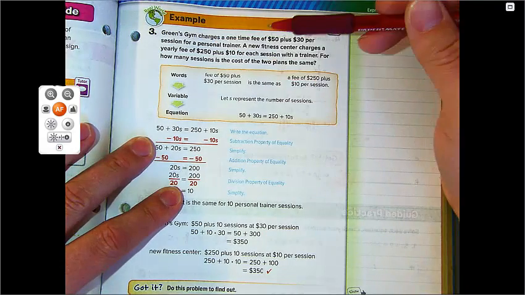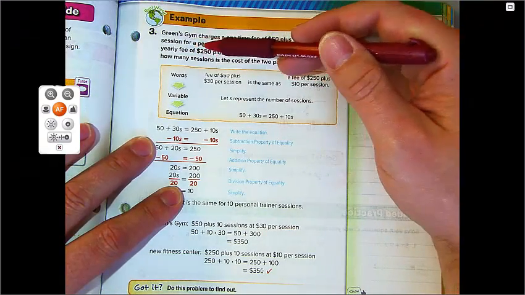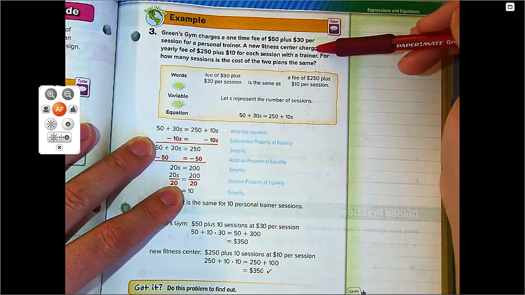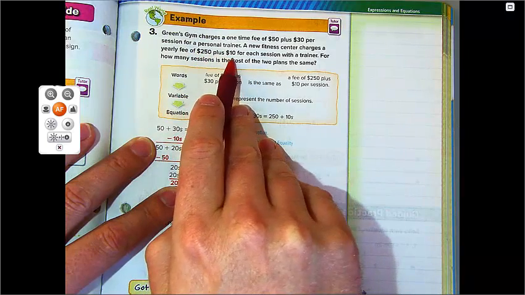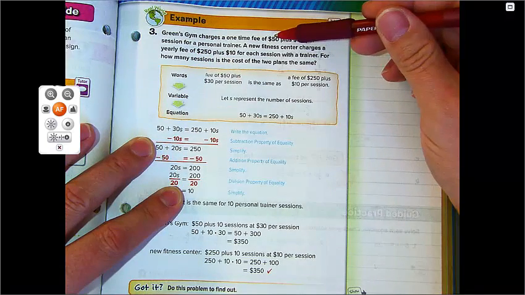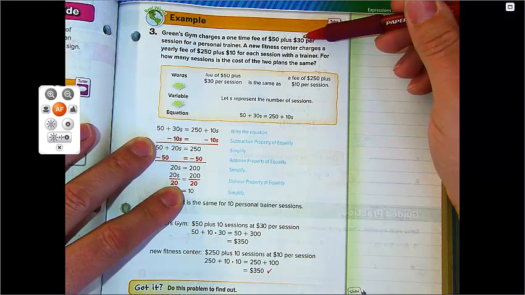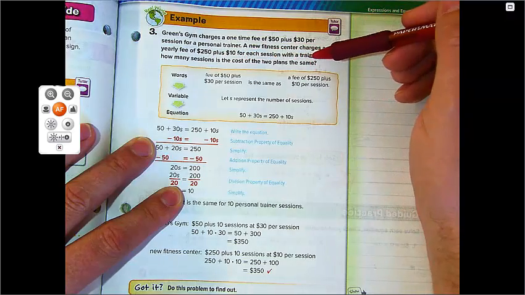trainer. A new fitness center, so a different one, charges a yearly fee of $250 plus $10 for each session with the trainer. So here you pay more money up front, but less per training session. Here you pay less money up front, the $50, but you pay more per training session. For how many sessions is the cost of the two plans the same?